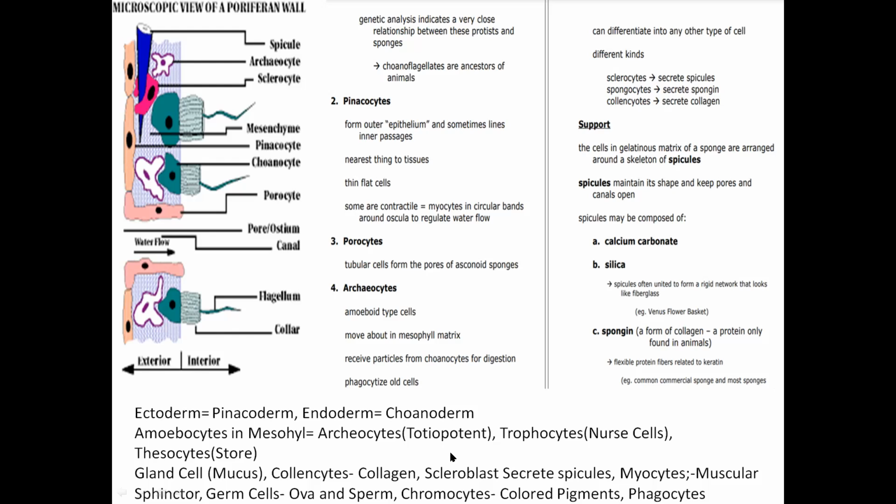First is the archaeocytes. They are the totipotent cells. Trophocytes, they are called the nerve cells. And thesocytes, they store extra food. Gland cells secrete the mucus. Collencytes secrete the collagen of mesohyl. Scleroblasts secrete spicules. And myocytes form the muscular filter around the osculum, and they are modified pinacocytes. Germ cells, ova and sperm, are found in the mesohyl layer. Chromocytes store the colored pigments, and phagocytes lead to phagocytosis.